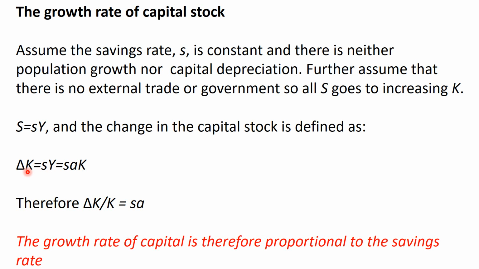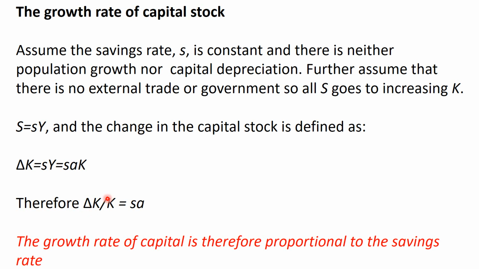So any change in the capital stock is going to be equal to the amount of savings being generated, and through substitution, this tells us that the change in capital stock is equal to the savings rate, the marginal product of capital, as well as the amount of capital stock. Here, just recall, AK is equal to Y. If we then take that K across and divide, or use it to divide the change in K, what we end up with is the capital stock growth rate.